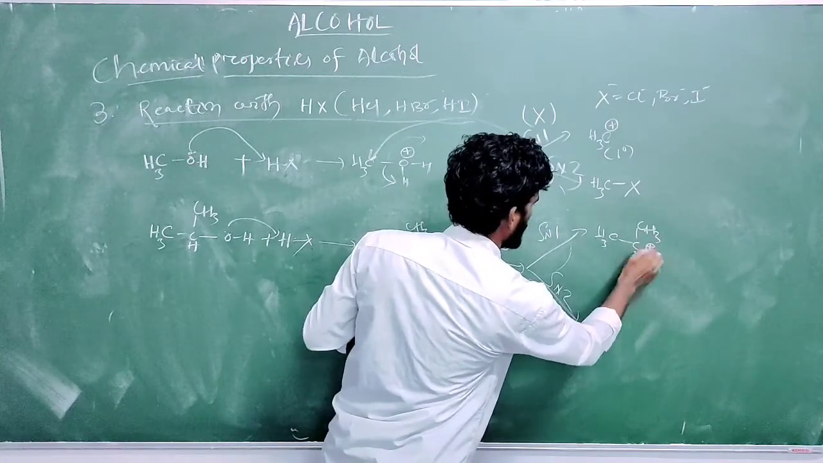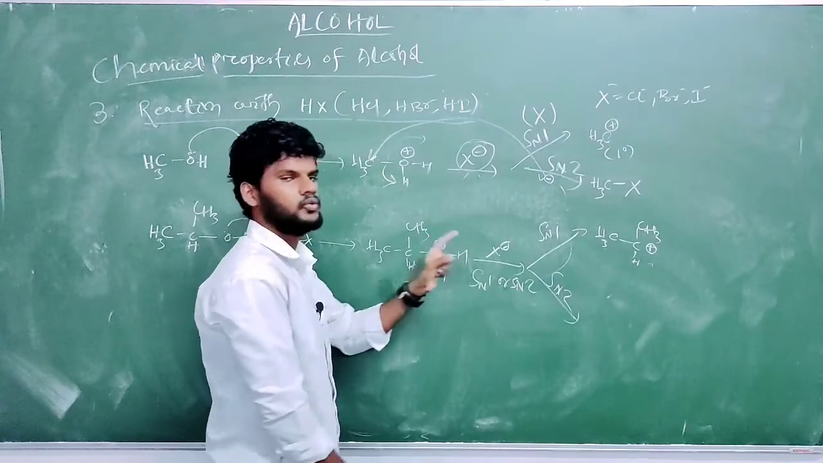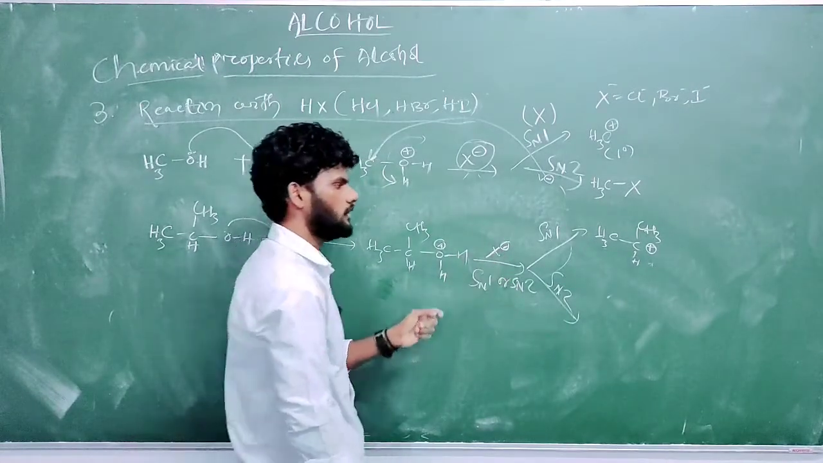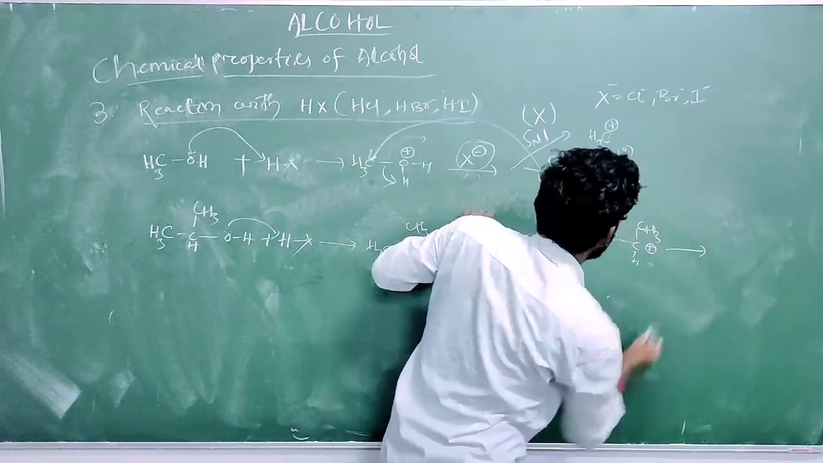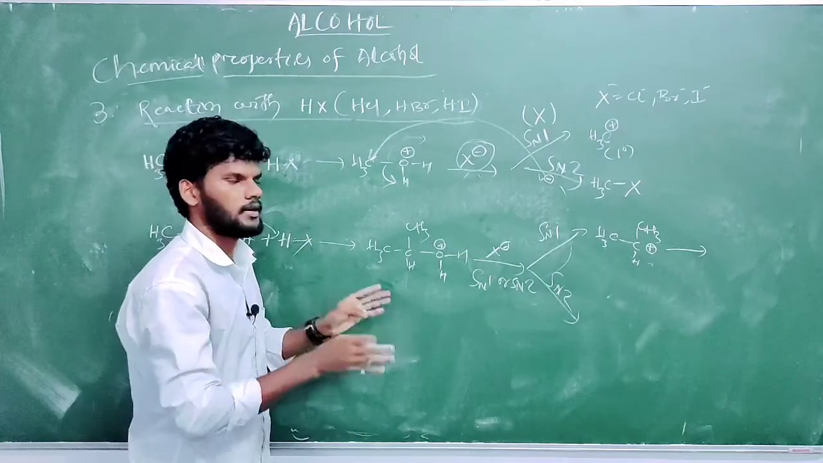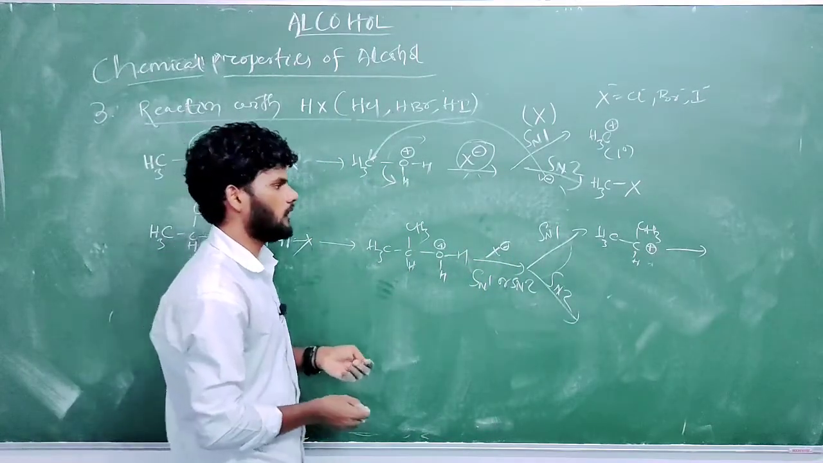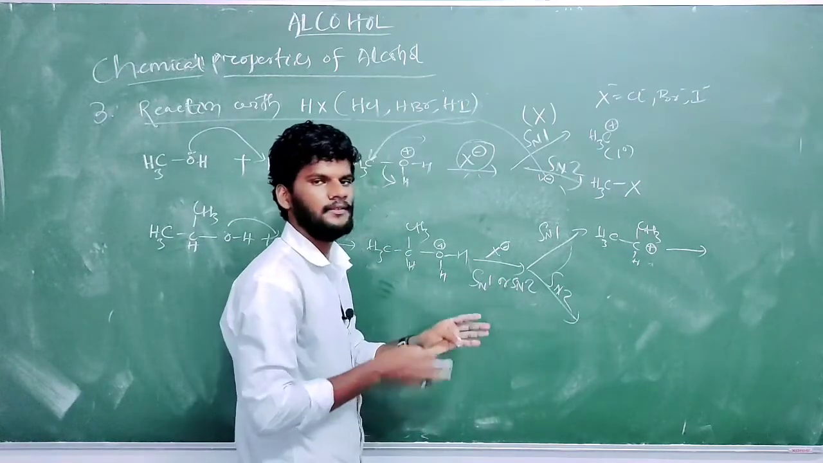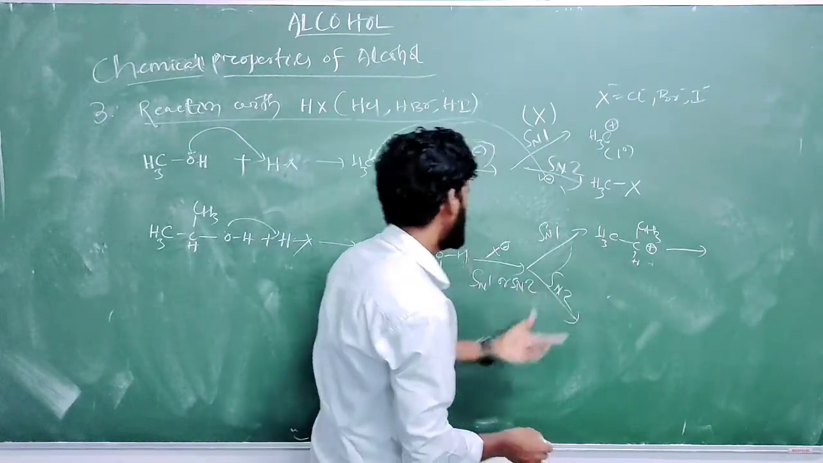CH3-CH-CH3, this is a carbocation. Which carbocation? A 2 degree carbocation. After that, a 2 degree carbocation is comparatively stable, but less stable than a 3 degree carbocation. So in the next step, what will happen?